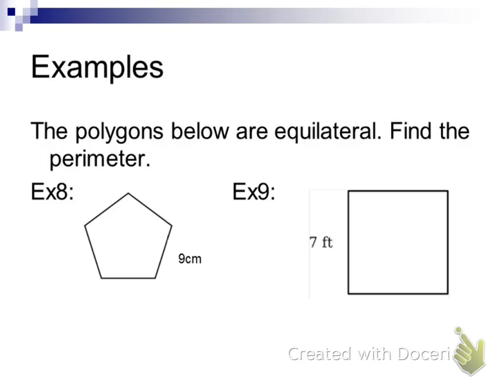Alright, here's example 8 and 9. The directions say that these polygons are all equilateral, so I know that all the sides are going to be the same. We're supposed to find the perimeter. As you're writing these down, see if you can remember what that means. Yeah, the perimeter means you add up all the side lengths.